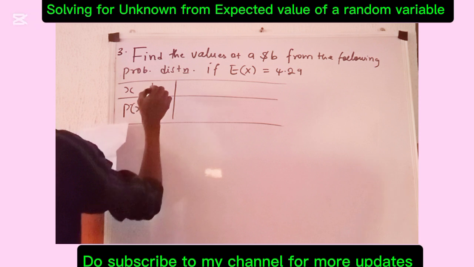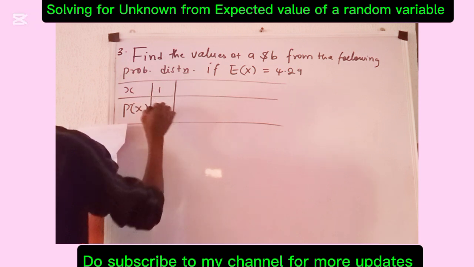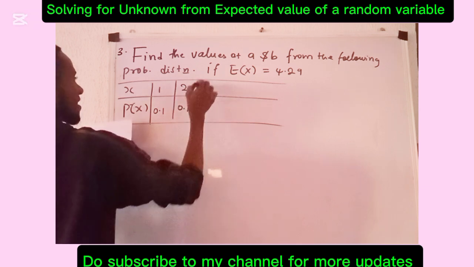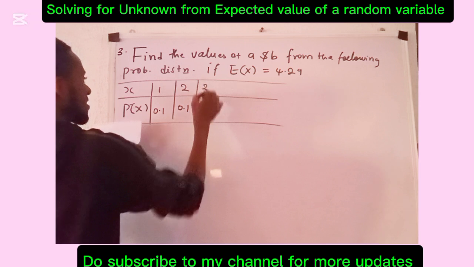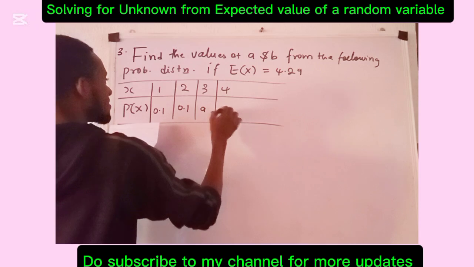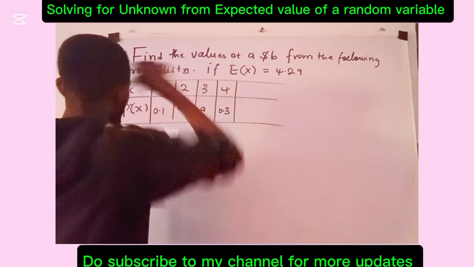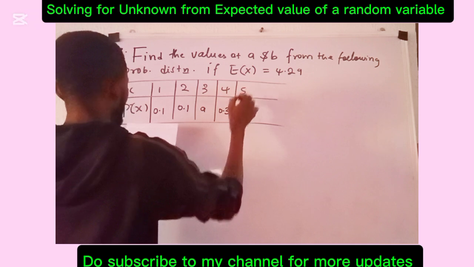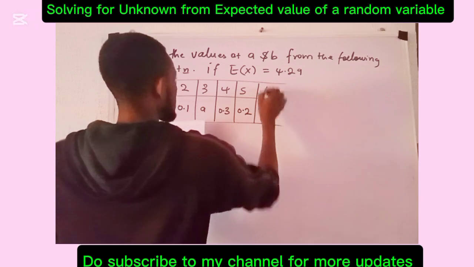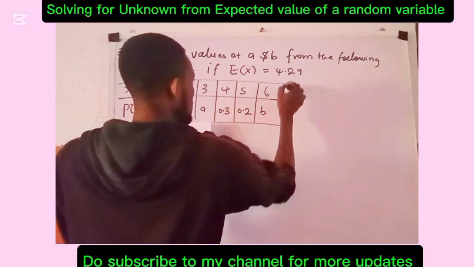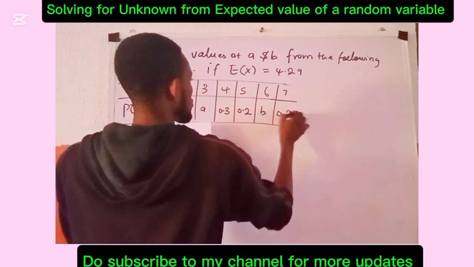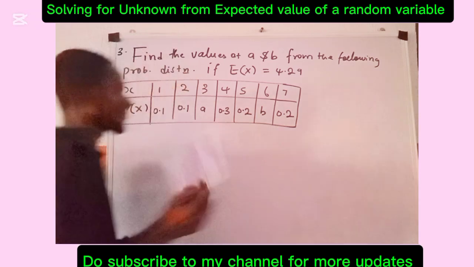So here is 1, here is 0.1, here is 2, here is 0.1 still, here is 3, here is A, here is 4, here is 0.3, here is 5, here is 0.2, here is 6, here is B, here is 7, here is 0.2. And that is the question they ask us to find.